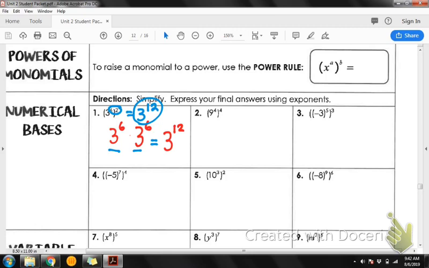If I look at number 2, 9 to the 4th 4 times, that means I have 9 to the 4th, 9 to the 4th, 9 to the 4th, 9 to the 4th, and I could add each of these exponents, 4 plus 4 plus 4 plus 4, but that gives me what? 16. What's an easier way to do that? 4 times 4 at the top. So I have 9 to the 16th power.